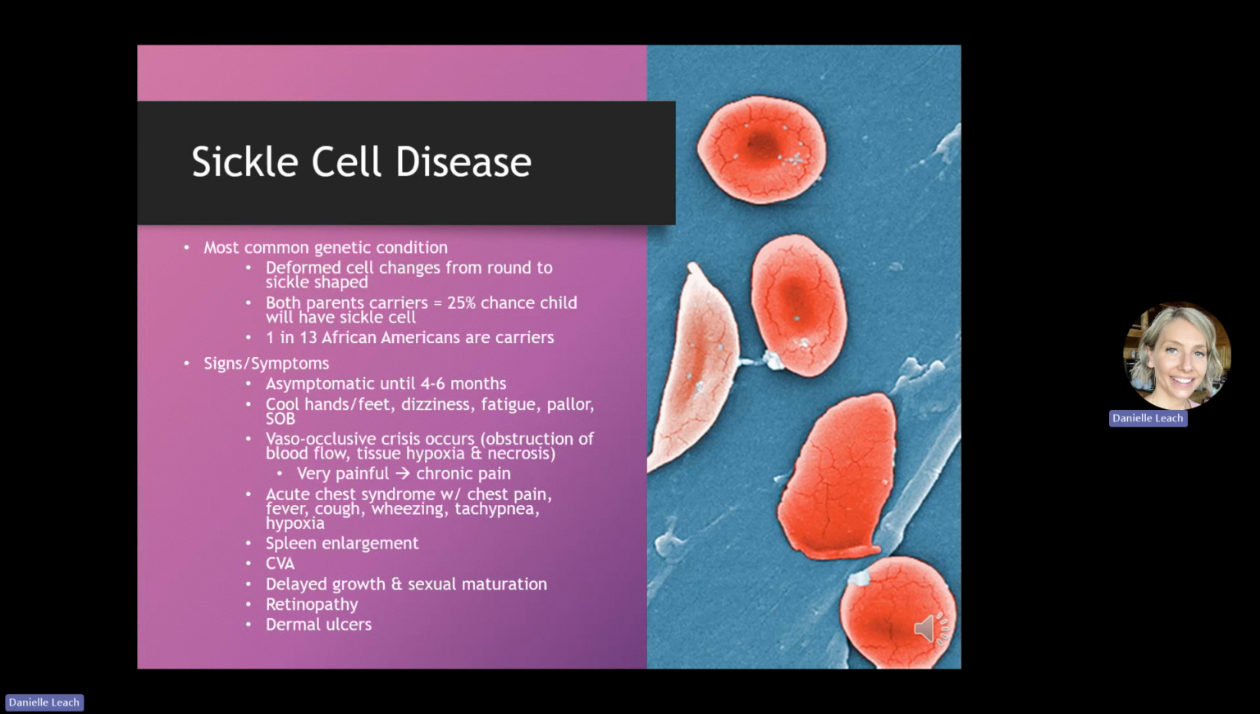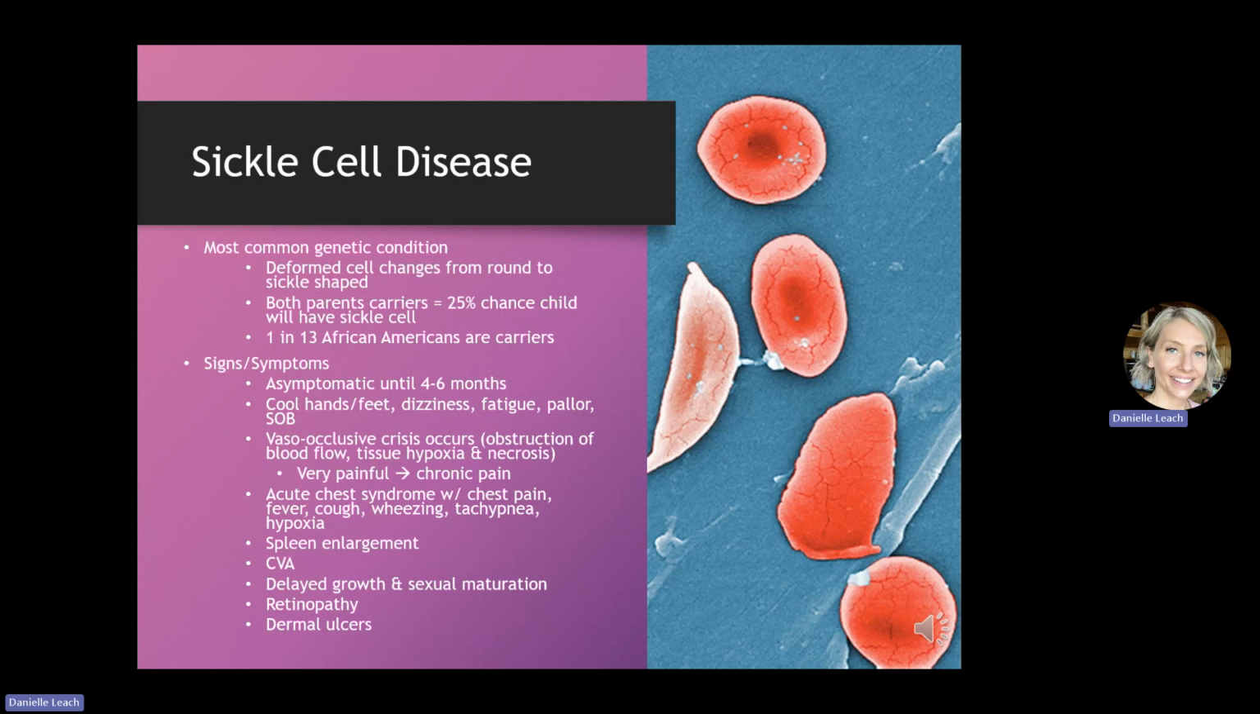This is autosomal recessive. For example, if both parents are carriers, then a child will have a 25% chance of having sickle cell disease. 1 in 13 African Americans are carriers. It's also sometimes termed sickle cell trait, which means that they're a carrier. You don't have to be African American to have sickle cell trait or sickle cell disease. It's just more common in that ethnicity.